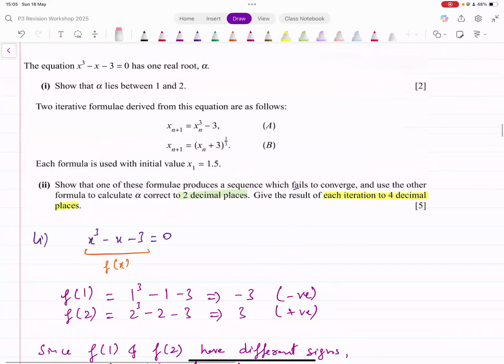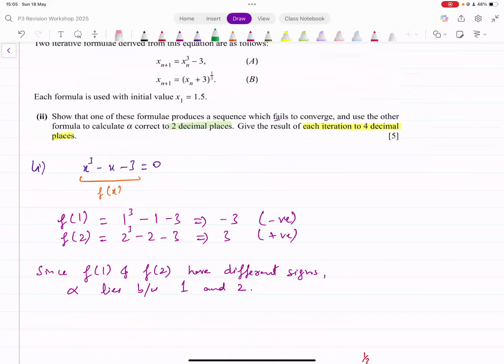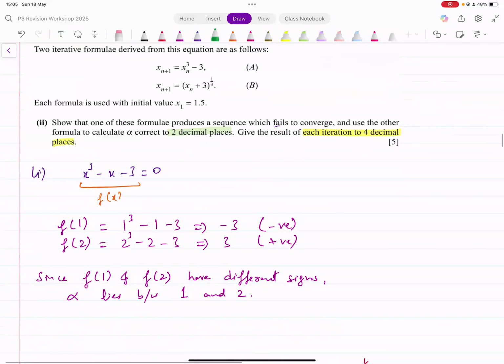You have this equation. It has one real root alpha. First of all, it says show that alpha lies between 1 and 2. You can do that, right? Convert it to f of x equals 0 form, have only 0 on the other side. We already have that. Input those two values. One of them is negative, the other is positive. You say they have different signs. That's why the solution exists between those two values.